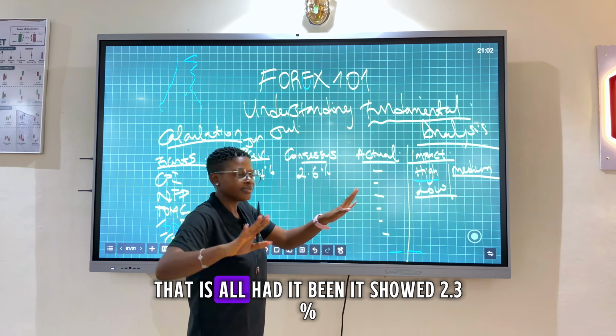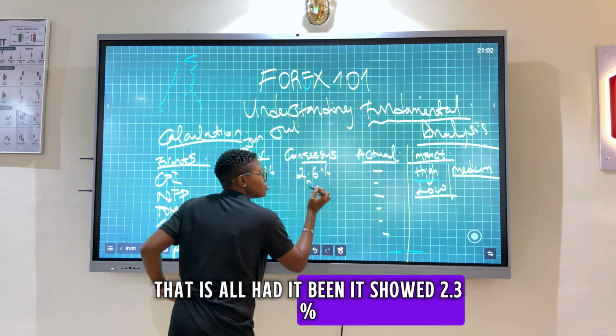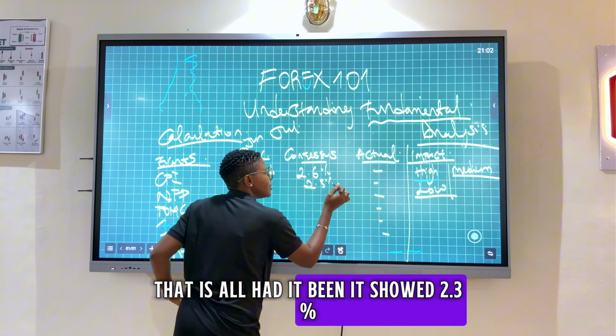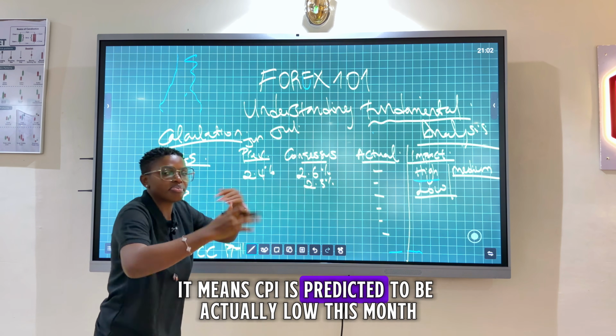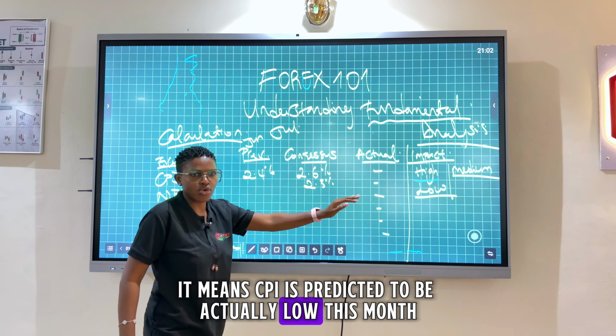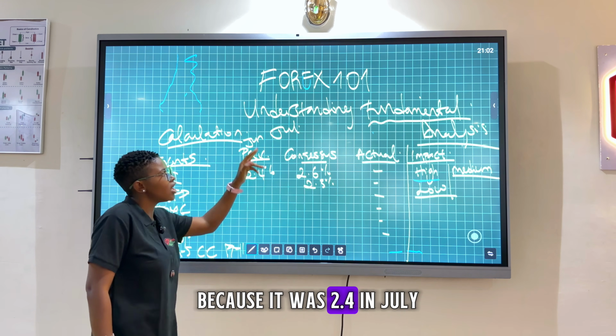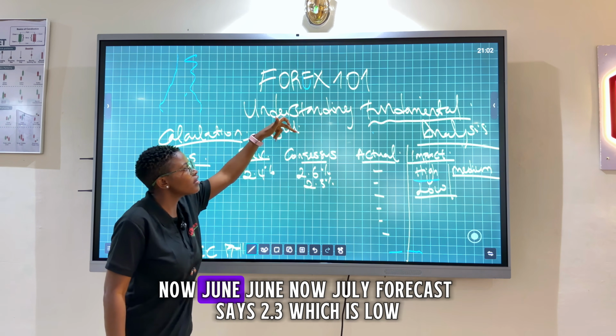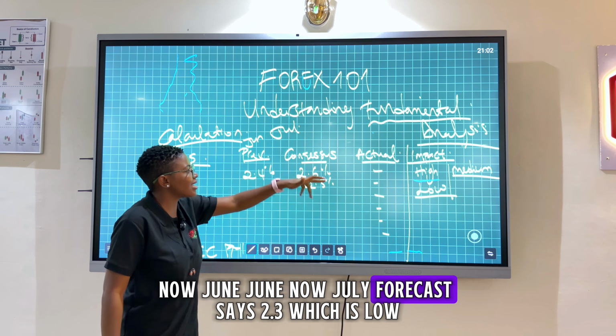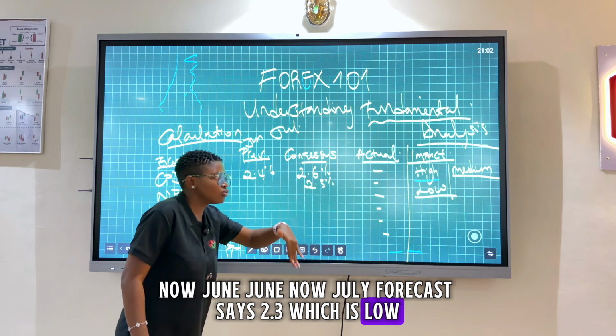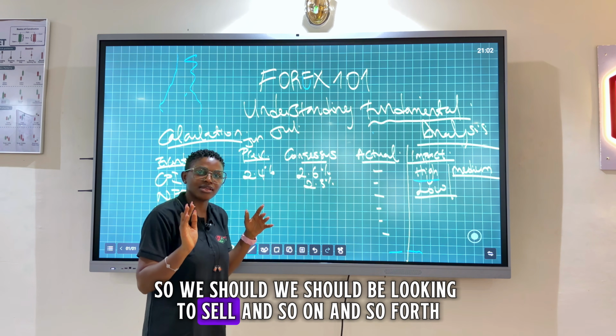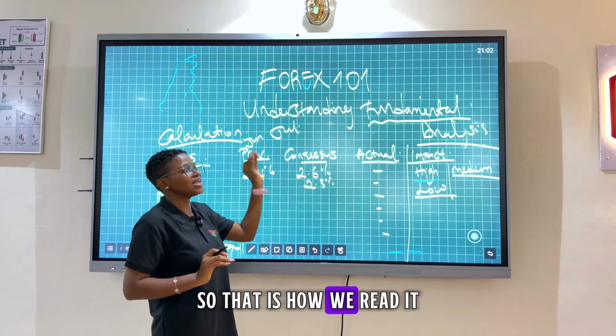That is all. Had it shown 2.3%, it means CPI is predicted to be low this month, because it was 2.4 last month. The forecast says 2.3, which is low. So we should be looking to sell, and so on and so forth. So that is how we read it.